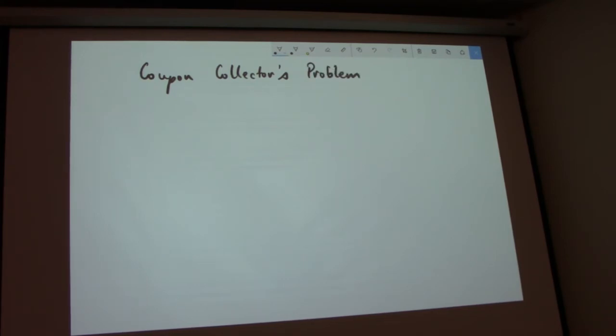So this problem is a little different. In the previous problem, we wanted to have a collision, right? We wanted to know when two people would share a birthday. Now I want to know how many people I have to ask before I have at least one person per possible birthday, right? So we saw that in the previous case, if we had about square root n, we had a high possibility that two people would share a birthday.